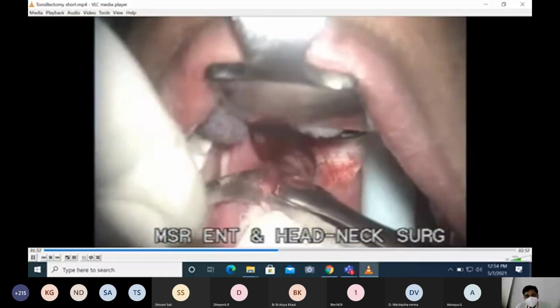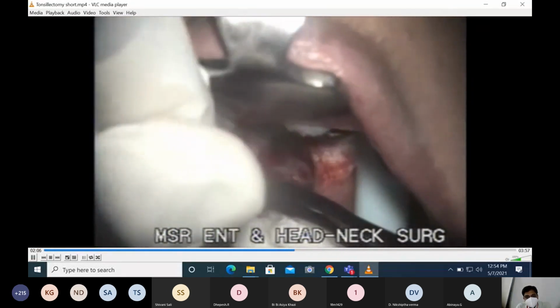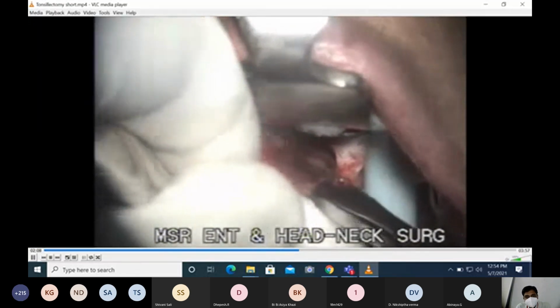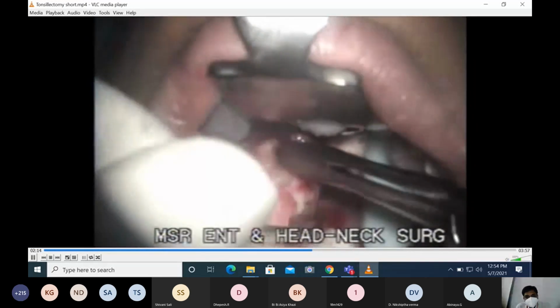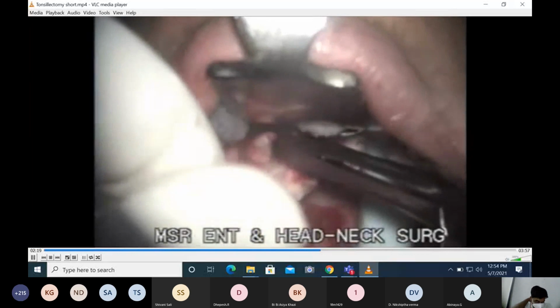This is the sharp end of the tonsillar dissector. You can see the separation of the anterior pillar from the tonsil. Okay, then within the tonsil, we separate the fibrous attachments, and then the posterior pillar we separate from the tonsil. Okay, that is separation of the posterior pillar from the tonsil. So this way we systematically dissect the tonsil till the lower pole.